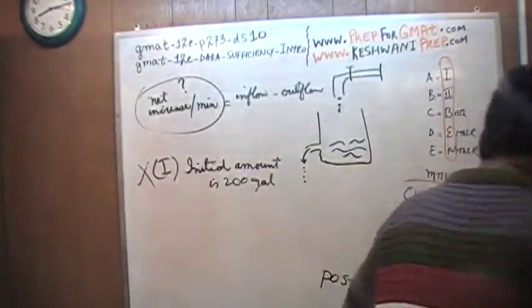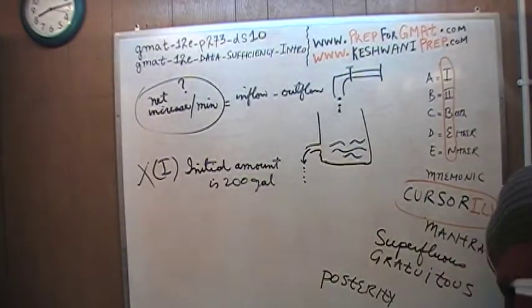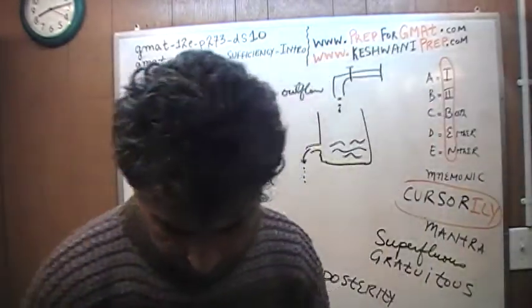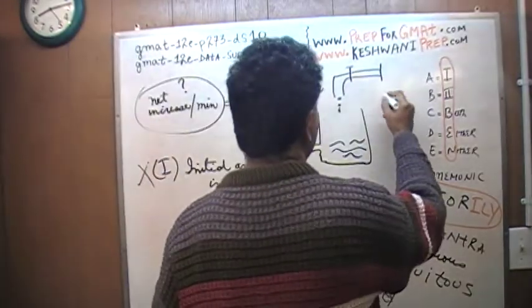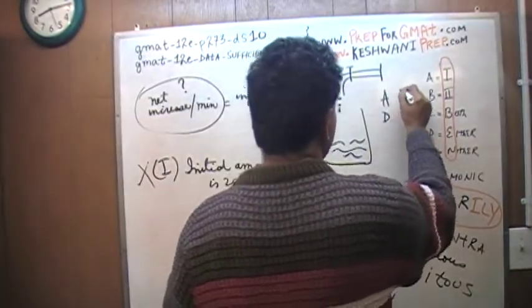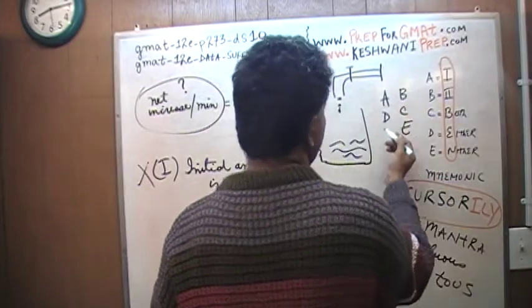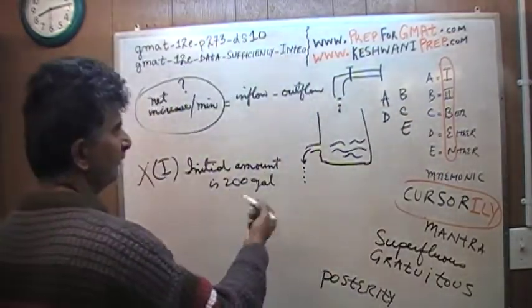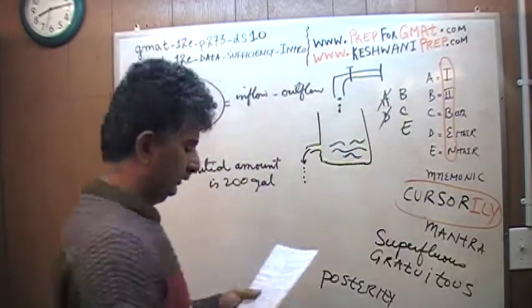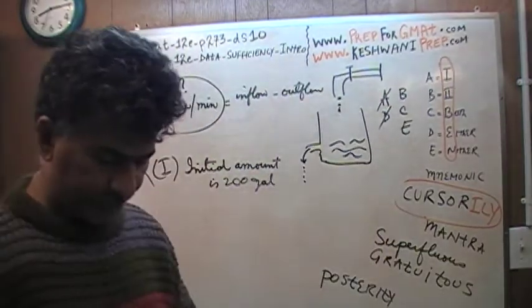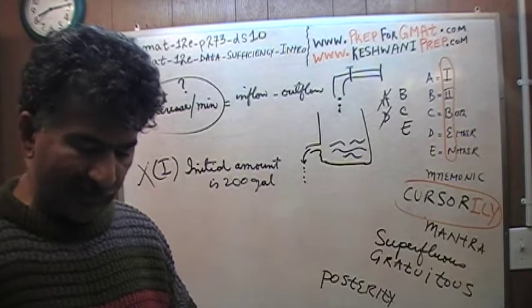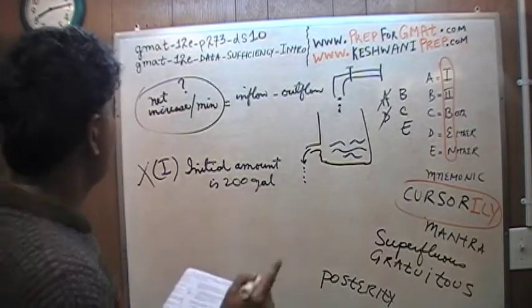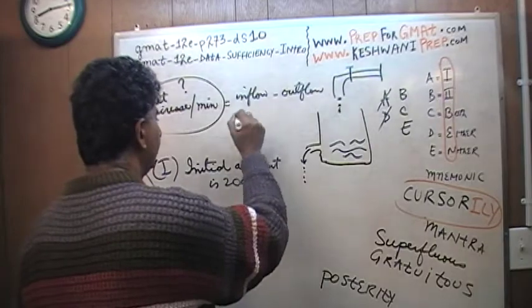Let's look at the second statement. So we know that the answer, I did not put down here. Always put down your thing, A, D, B, C, E. The first statement by itself is not enough, so the answer cannot be A or D. Let's look at the second statement. The second statement tells us that the water is pumped into the tank at the rate of 10 gallons per minute. Well, there you go. The water is put into the tank at 10 gallons per minute.